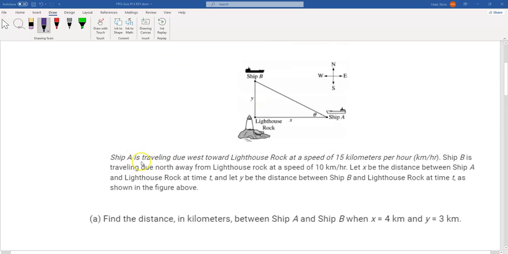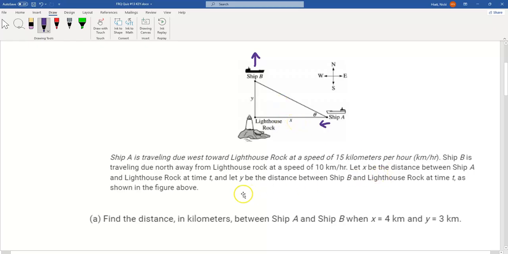So, ship A is traveling due west. There's ship A. Ship A is traveling to the west at a speed of 15 kilometers per hour. So they have labeled this side of that triangle as X. We have a speed for that, so keep that in mind. Ship B is traveling due north away from the lighthouse rock. So B is going in this direction, away from the lighthouse rock, at a speed of 10 kilometers per hour. Let X be the distance between ship A and the lighthouse rock. That's labeled for you here on the picture.